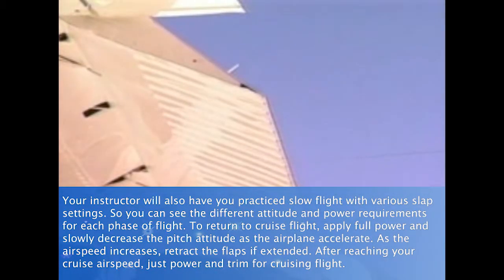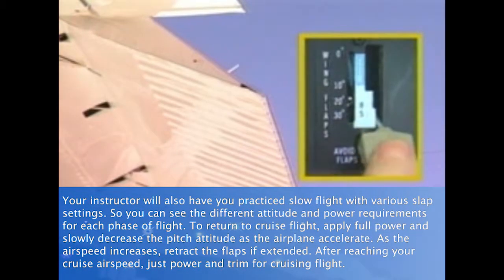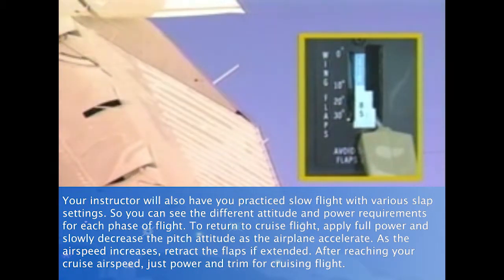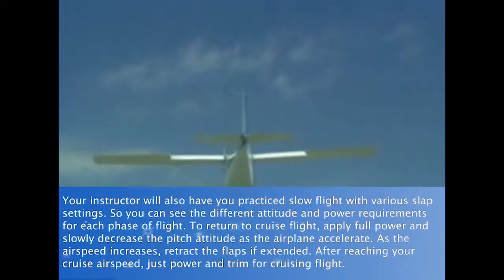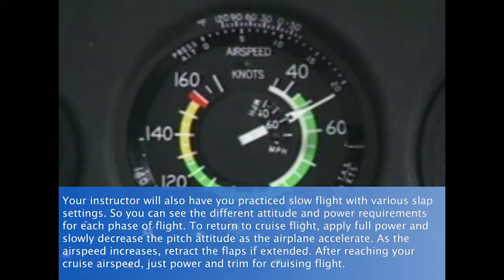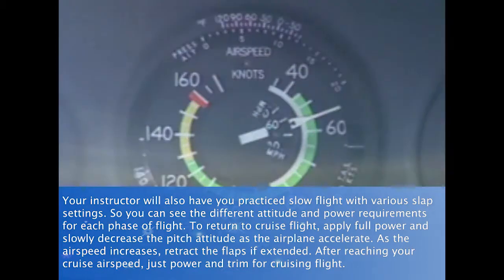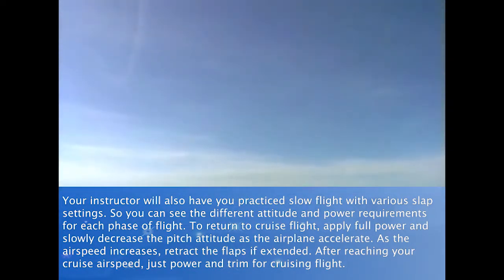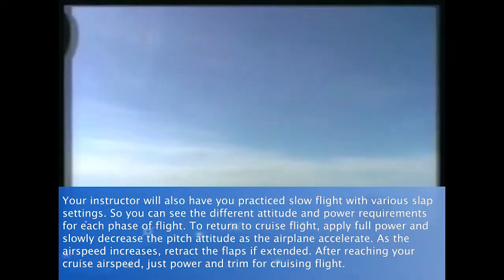Your instructor will also have you practice slow flight with various flap settings, so you can see the different attitude and power requirements for each phase of flight. To return to cruise flight, apply full power and slowly decrease the pitch attitude as the airplane accelerates. As the airspeed increases, retract the flaps if extended. After reaching your cruise airspeed, adjust power and trim for cruising flight.